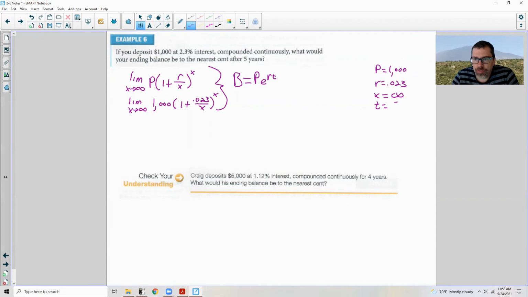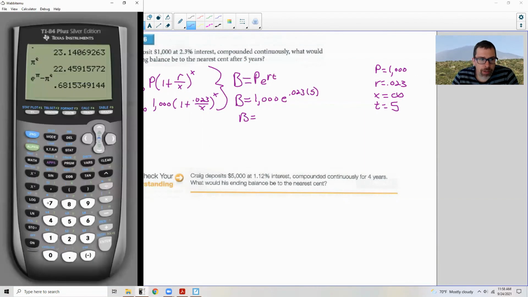And in this case, it's 5 years. So the balance is going to become our principal, which is 1,000 e to the power of r, which is 0.023 times 5. So B is going to equal, we get our calculator, and we say 1,000 second e to the power of 0.023 times 5 and hit enter. And we get 1121.87.